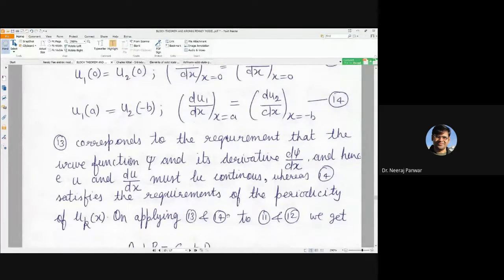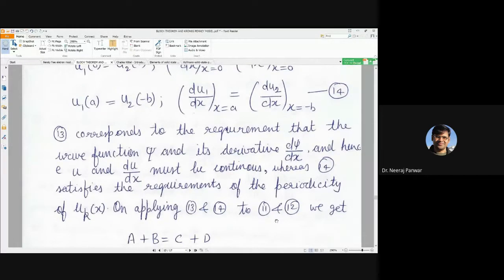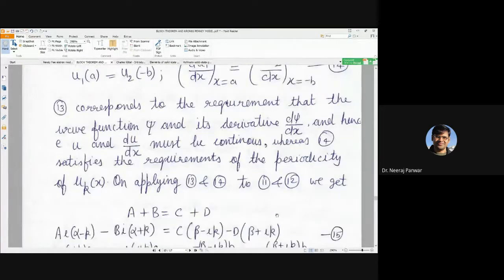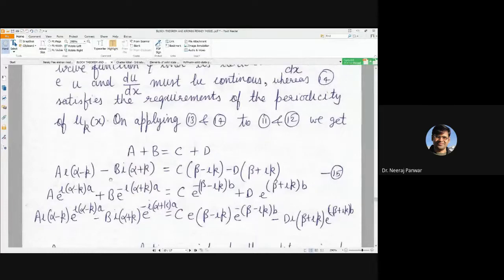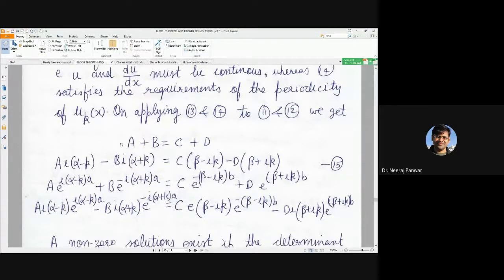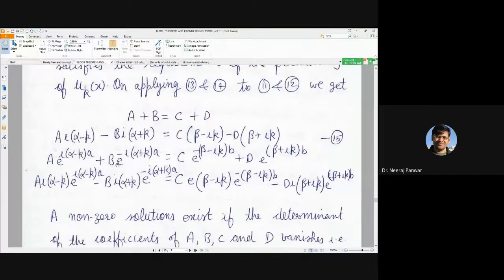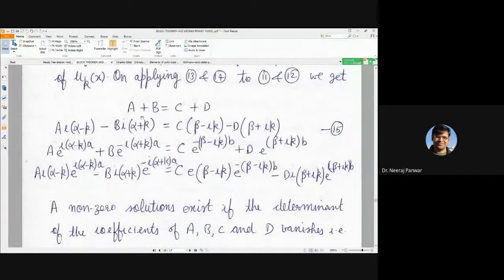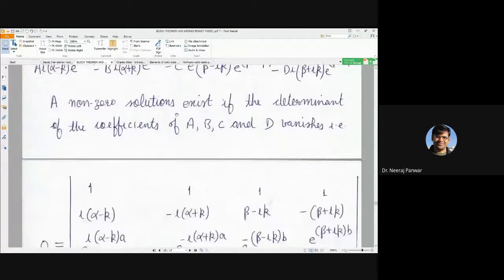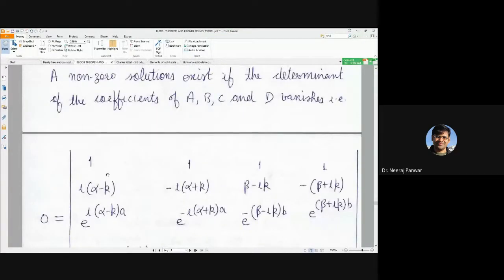Now, if we apply equations 13 and 14 in equations number 11 and 12, we will get these four equations. I'm not going to read them. So these equations are written here. Again, we have four equations in four coefficients. Therefore, in order to solve them, we will make a matrix, and we will put that equal to zero.